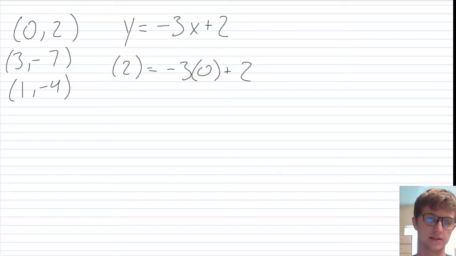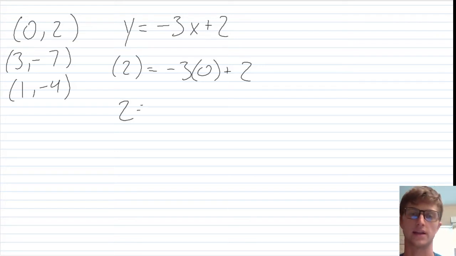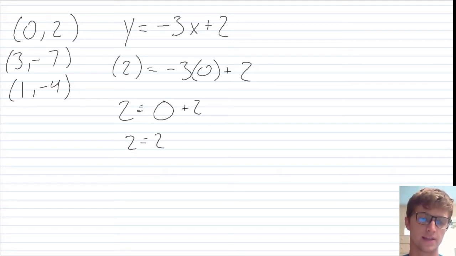So let's simplify. Can we do anything to the left? No, that just stays a 2. On the right, we have -3 times 0 equals 0. Rewrite everything else, and then we have 2 equals 2. Is that a true statement? Yes. Therefore, that point satisfies our equation. Let's try the next one.